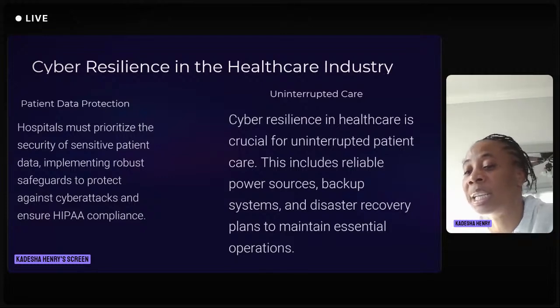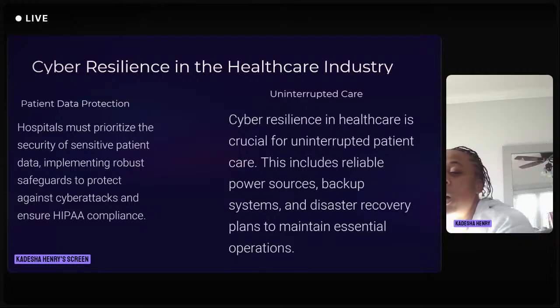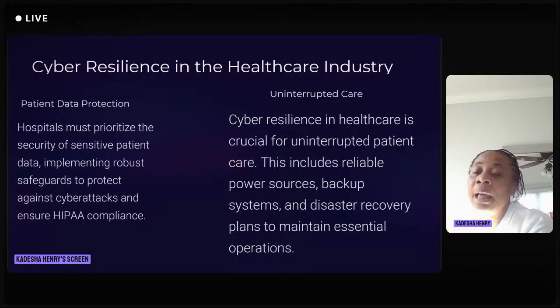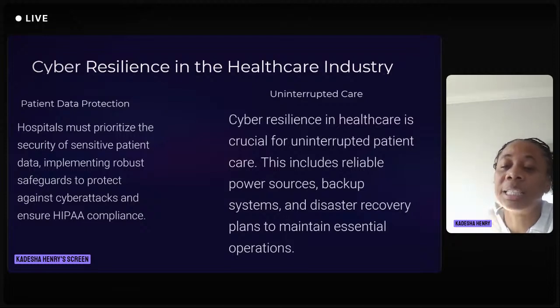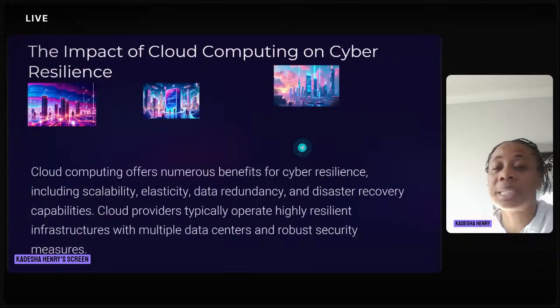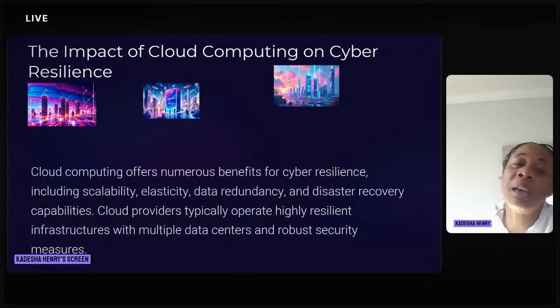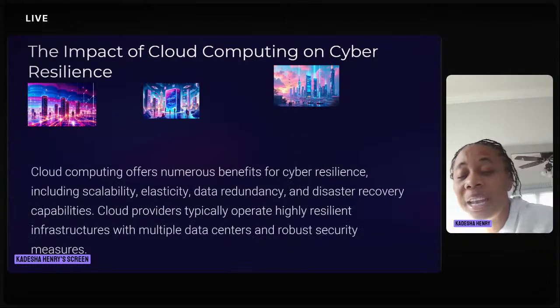And uninterrupted care. Cyber resilience in healthcare is crucial for uninterrupted patient care. This includes reliable power sources, backup systems, and disaster recovery plans to maintain essential operations. Like we said, at the end of the day, the aim of this is to ensure that there is no downtime.